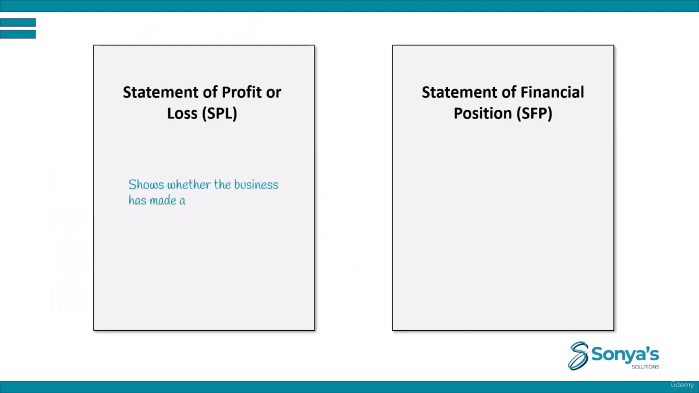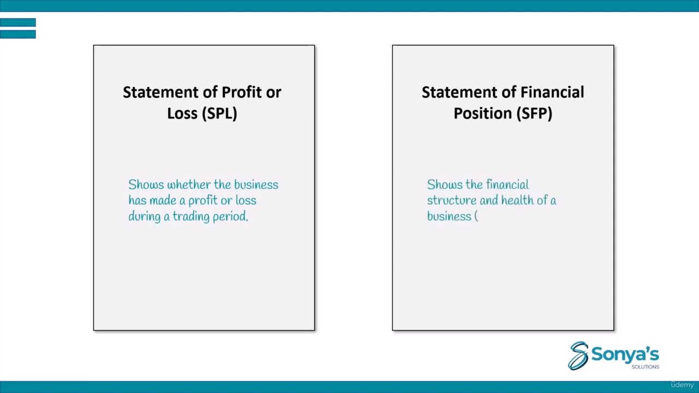The statement of profit or loss shows whether the business made a profit or loss during a period of trading. They're produced at least annually for external reporting, but can be produced for managers to cover any period of time.